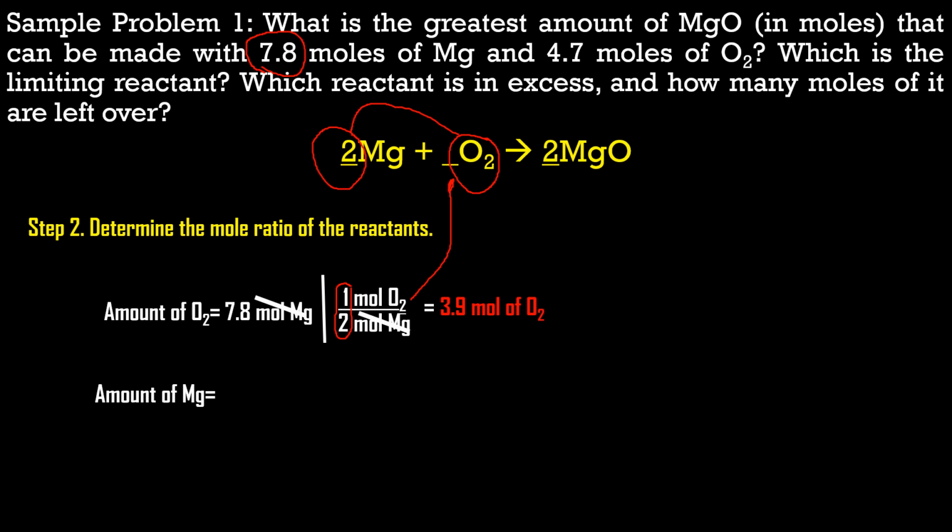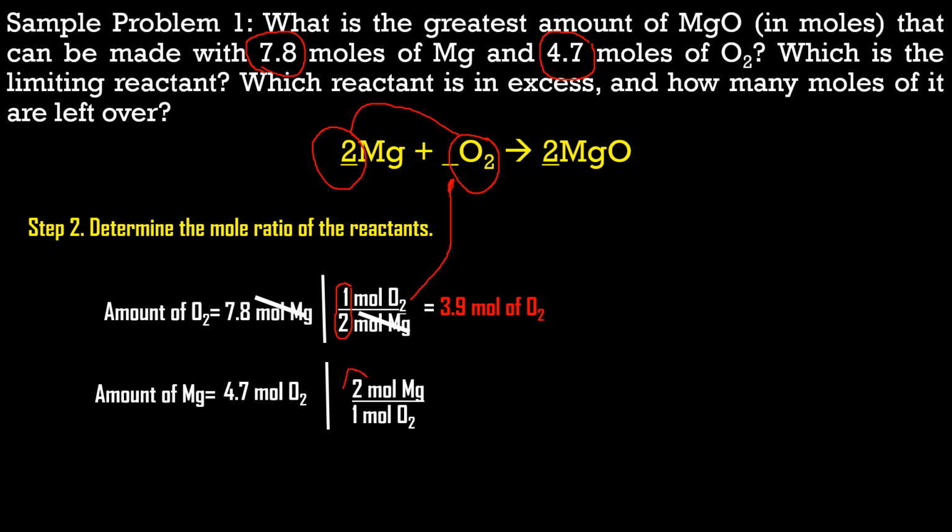Next, for the amount of magnesium, we will be using the amount of oxygen given in the problem. So these will be the values: 4.7 moles of oxygen, multiply it by 2 moles of magnesium over 1 mole of oxygen gas. Now, where did I get the 4.7 moles of oxygen gas? That value is actually present in the problem itself. So we have 4.7 moles of oxygen gas.